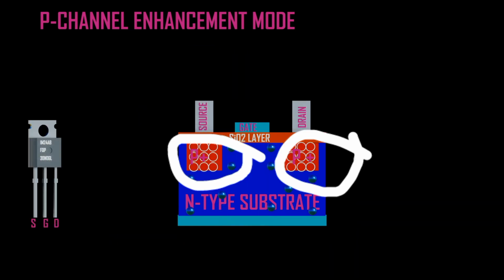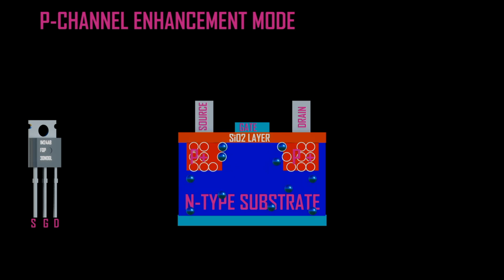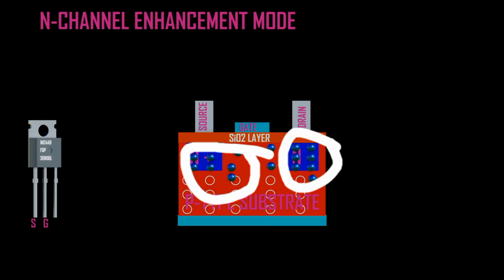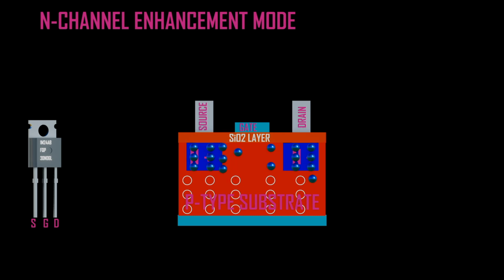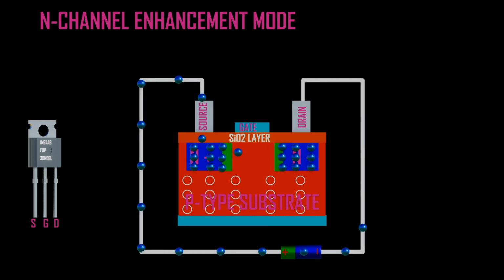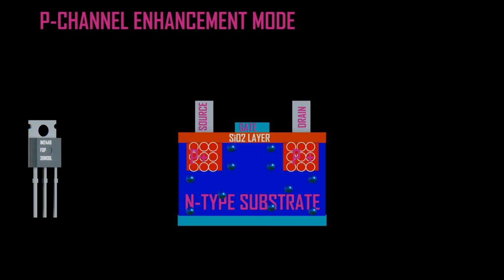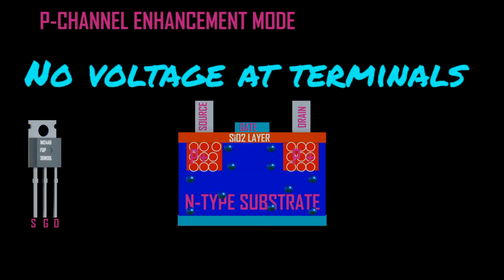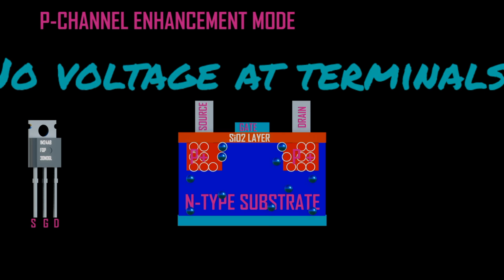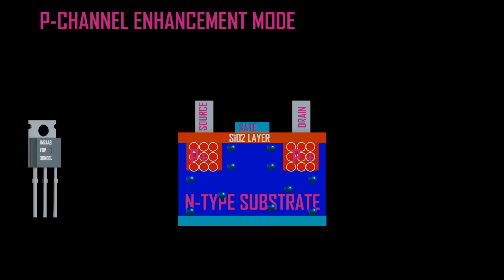In P-channel, holes are majority carriers which allow for conduction, while in N-channel, electrons are majority carriers which allow for conduction across the channel. At first, in the P-channel MOSFET with no voltage applied between source and drain, electrons and holes at the junction recombine, forming a depletion region which prevents electrons or holes from jumping.